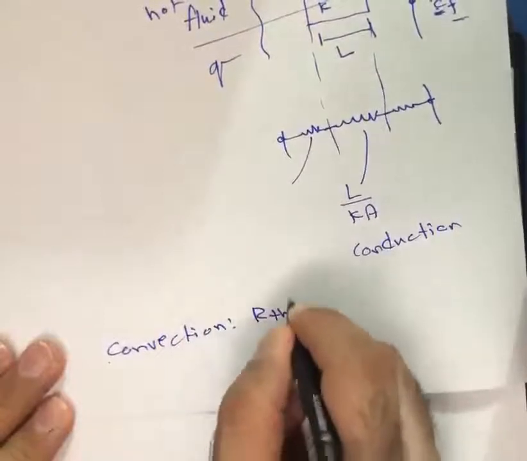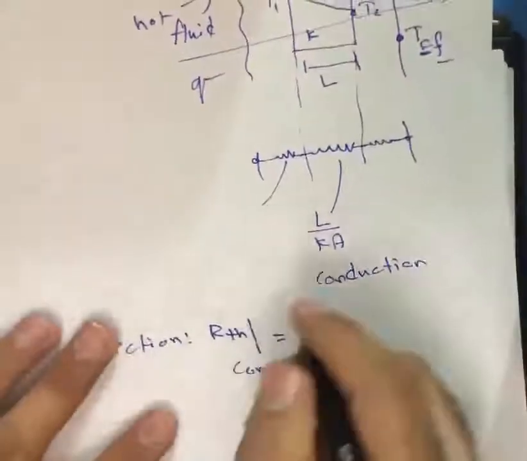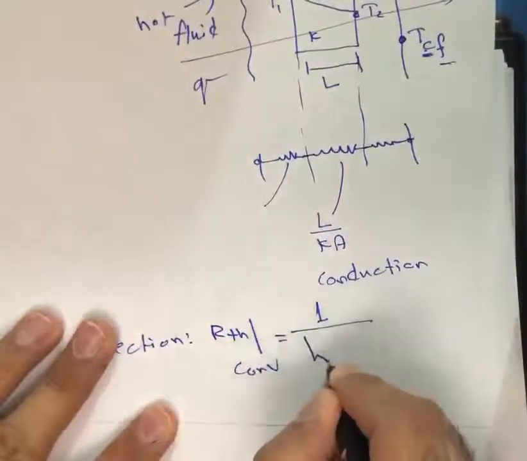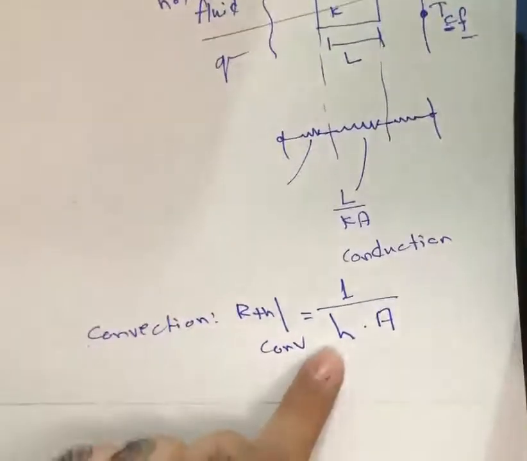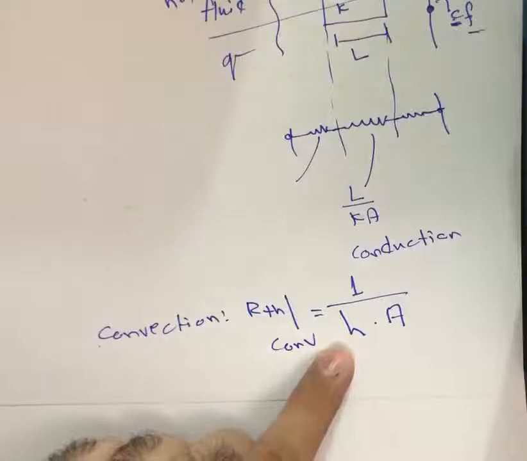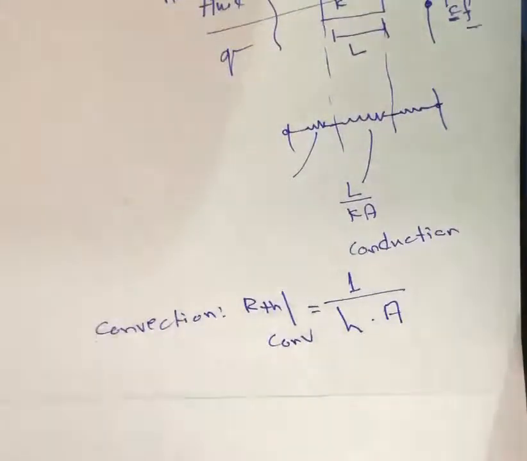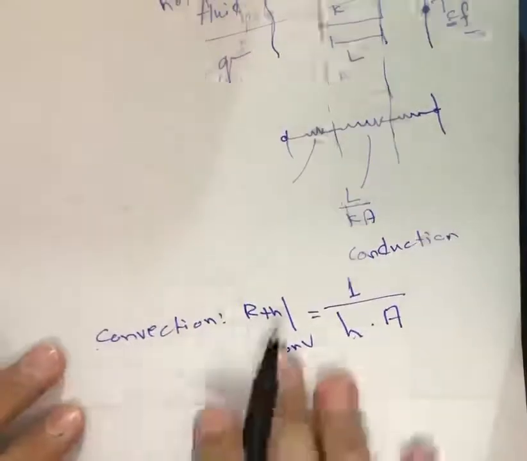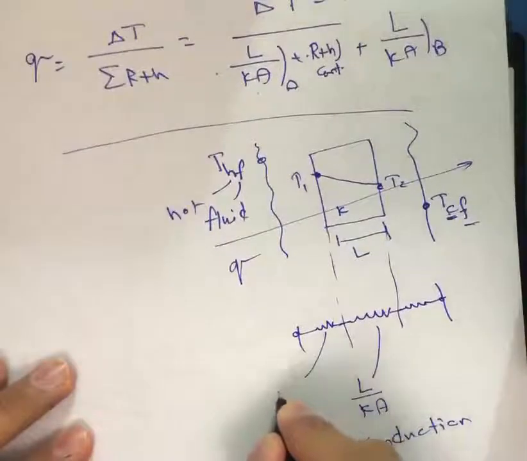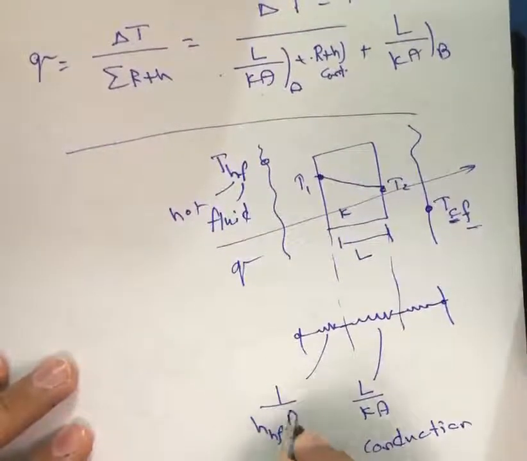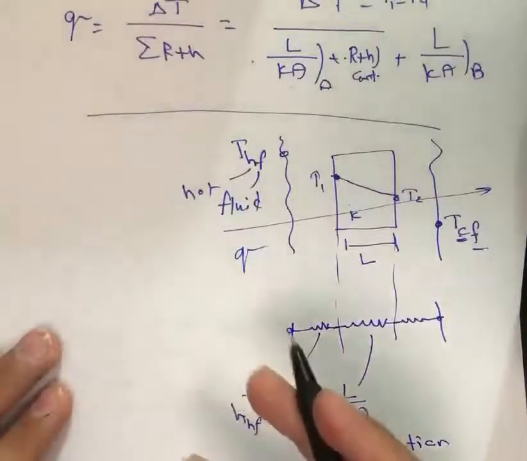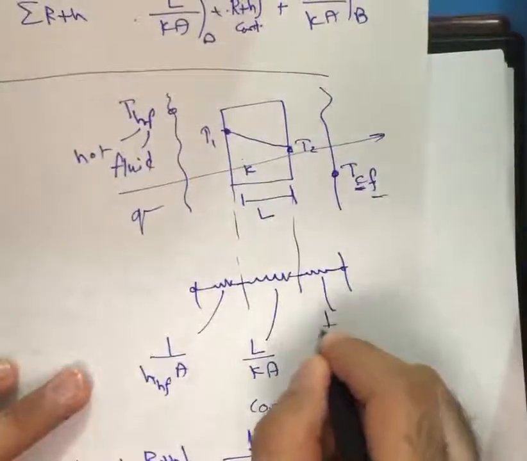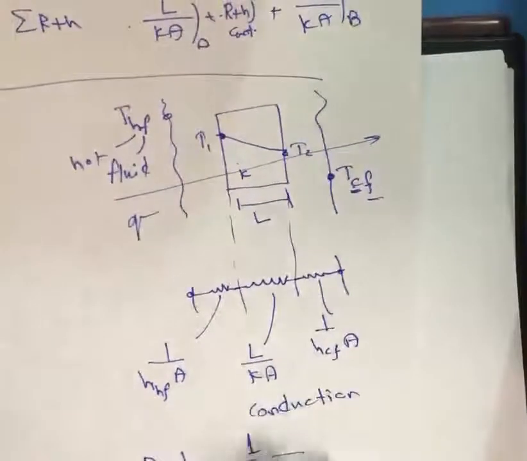But for convection, the thermal resistance will be different. It will be 1 divided by the heat transfer coefficient multiplied by the area. Now h is the heat transfer coefficient. As we have k, which is the thermal conductivity, h is a very important concept in the heat transfer literature. So here we have 1 divided by h of the hot fluid times the area. k is specific to solids, while h is for fluids. And here, this is 1 divided by h of the cold fluid multiplied by the area.